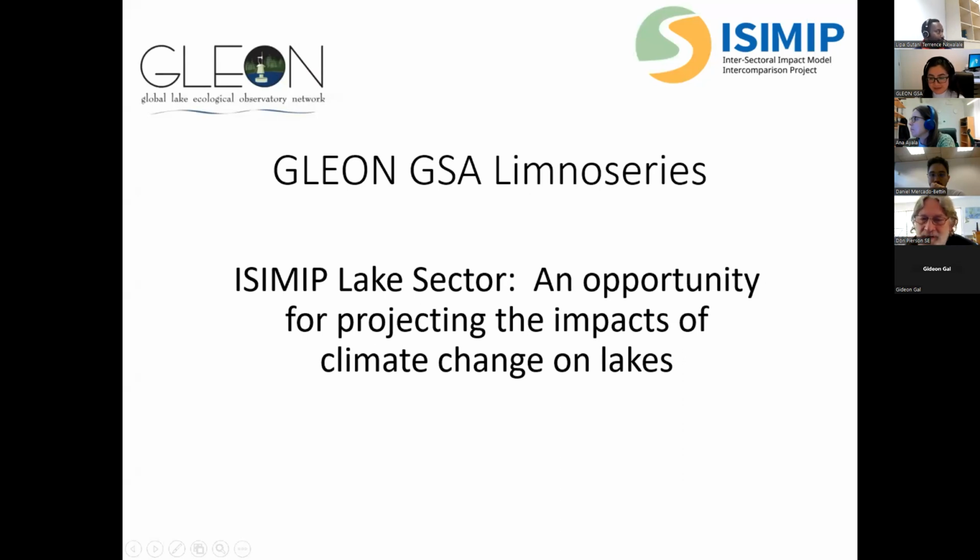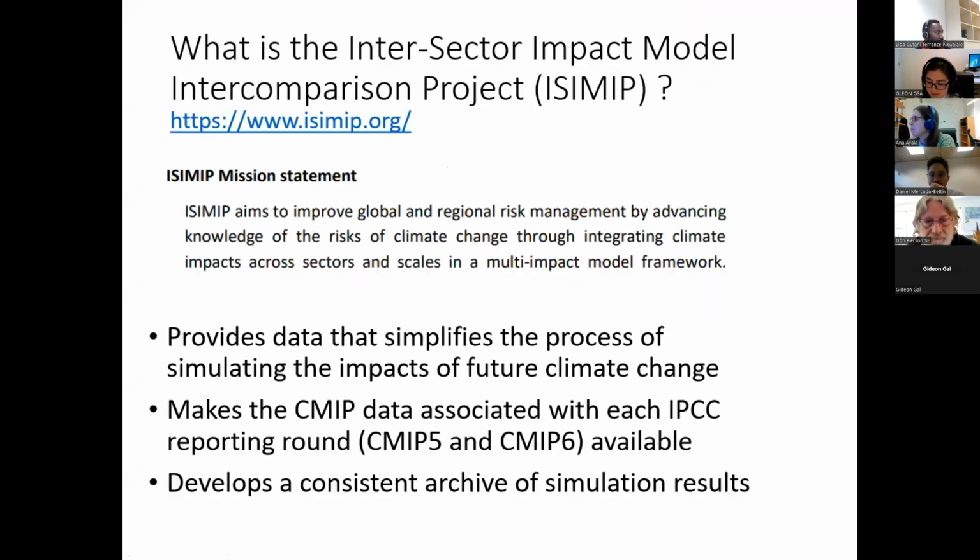But now going on to the ISIMIP lake sector, let's not talk about the ISIMIP lake sector right away. Let's talk about ISIMIP as a whole. Here I show the ISIMIP mission statement, and it says basically that ISIMIP aims to improve global and regional risk management by advancing knowledge of the risks of climate change through integrating climate impact across sectors and scales in a multi-model impact framework. The point I want to make especially here is that it's looking at risks and it's looking at sectors.